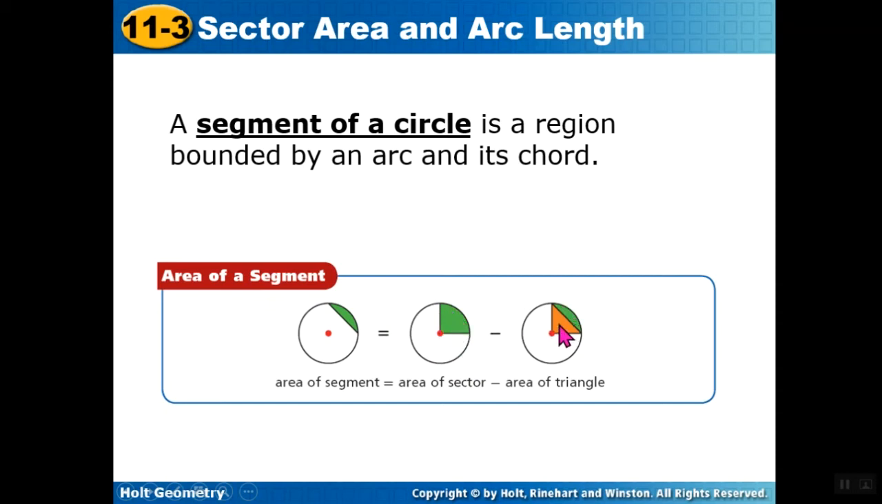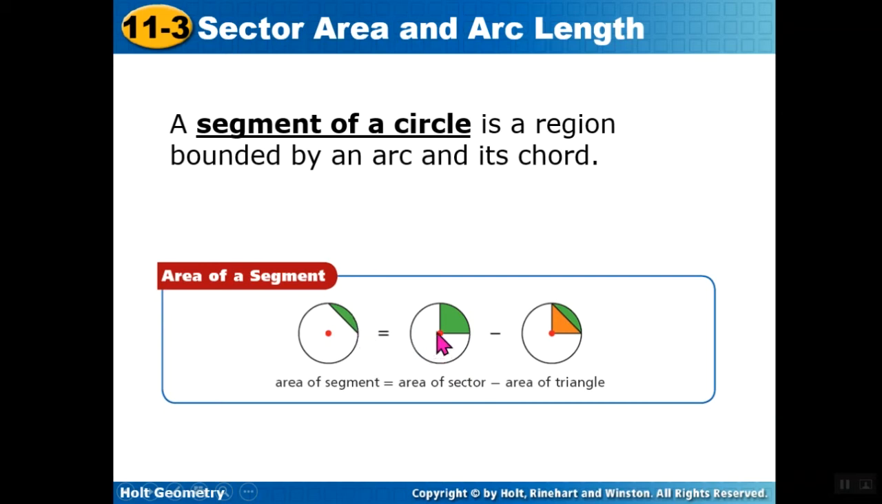And this is a triangle. The orange is the triangle. Now, what is the segment of the circle? It is only this green part. In order to find the area of this part, look, this is not a circle nor a triangle. So how do we find the area of this segment?